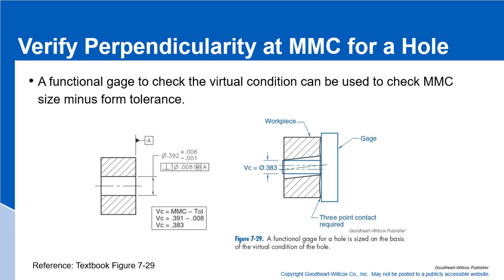Again, we can use a functional gauge. A functional gauge would be built; we've got this functional gauge here. It's got a plate and it's got a pin on it. The plate simulates datum A, and the pin that sticks out of it would be at the virtual condition of the hole. So as long as we take our gauge and put it into this hole and see that we have a full 3-point contact with our datum simulator for datum A, and there was no binding of the pin in the hole, that would check our part and make sure that it was good at its virtual condition.